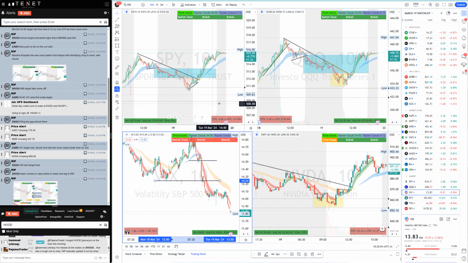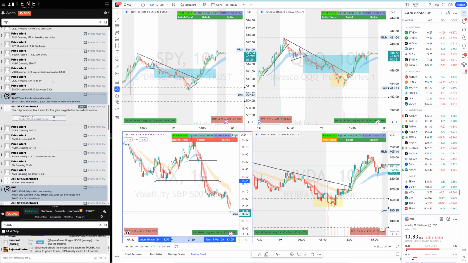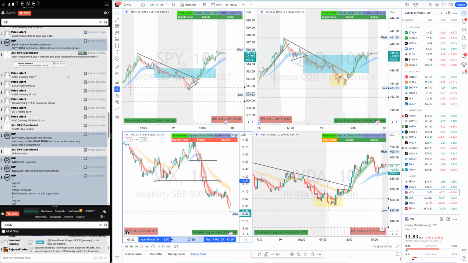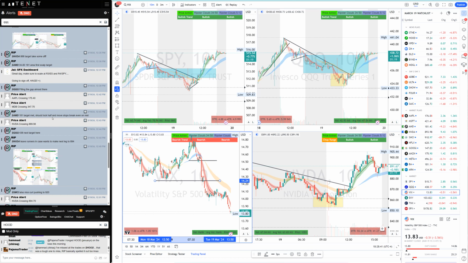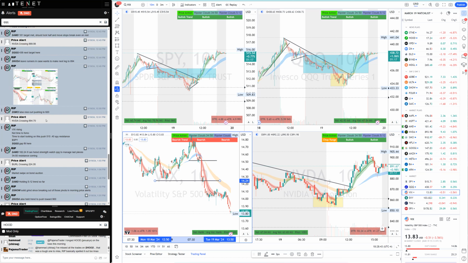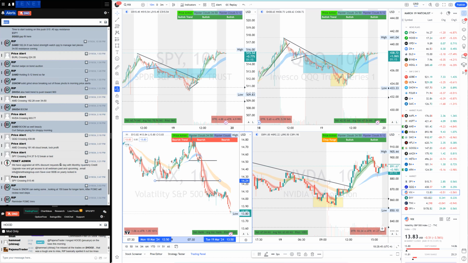Whenever this curl was happening around 11, all my price alerts were going. Look at here, QQQ crossing 3450, Tesla crossing 3450, SPY crossing 512, AMD crossing 512 curl, MDB crossing key levels, NVIDIA crossing key levels, right? So that's how we long NVIDIA there as well.